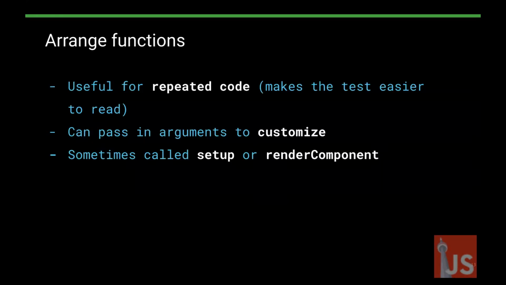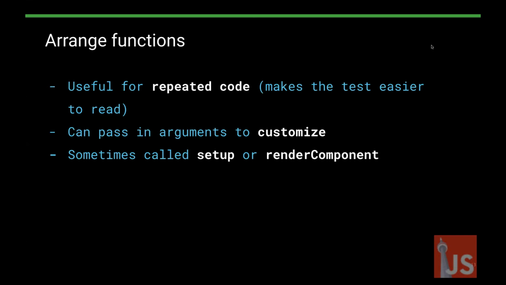So a bit about the arrange functions. They're useful for repeated code. So you'll see what I mean in a minute. But it makes the test easier to read. So if you have some setup function that's happening at the beginning of every test and you have 10 tests in a single file, that's a good case where you want to abstract that stuff into a function and then you just call the function over and over again. That way people's eyes aren't tripping over all this setup code that's unrelated to the actual test. The good thing about arrange functions is you can pass in arguments to customize.